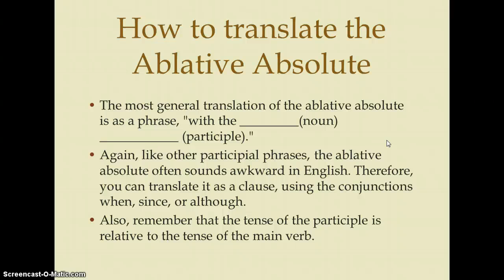And like the other participle phrases that we have learned, you will also want to pay attention to the tense of the ablative absolute participle in relation to the tense of the main verb. So if the participle is in the present, it's telling you that the action happened at the same time as the main verb. If it's in the perfect, it happened before the main verb. Future happened after the main verb.